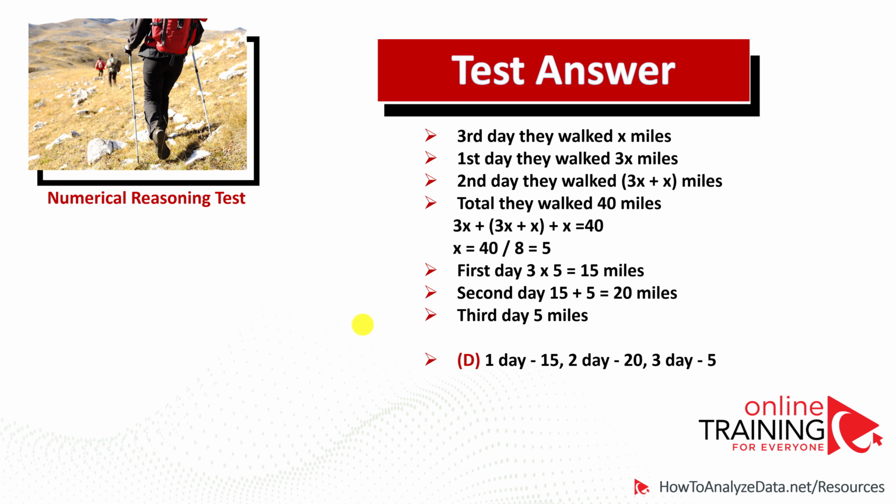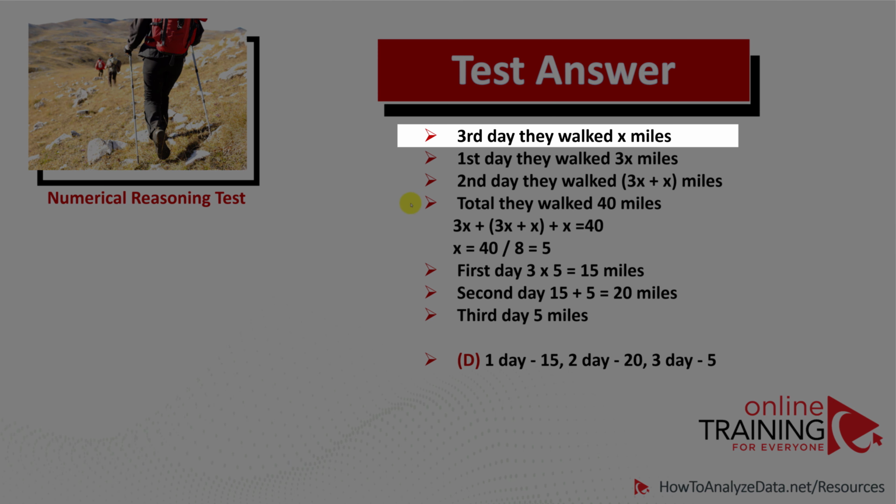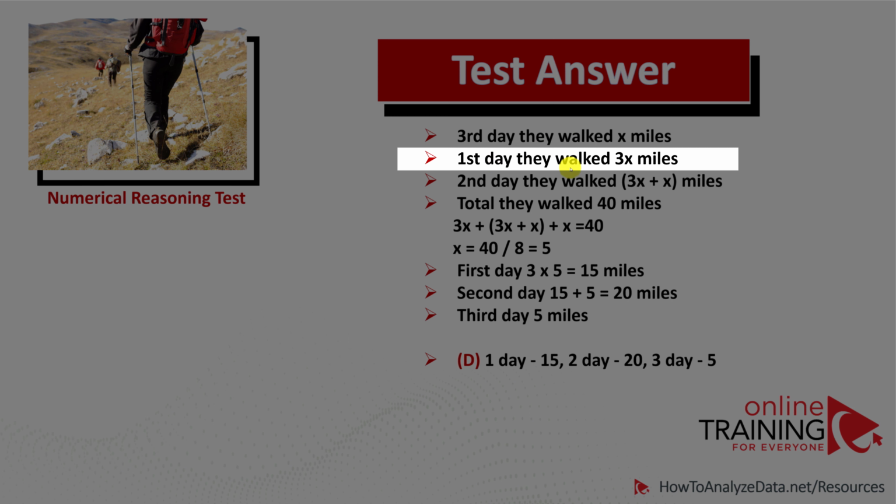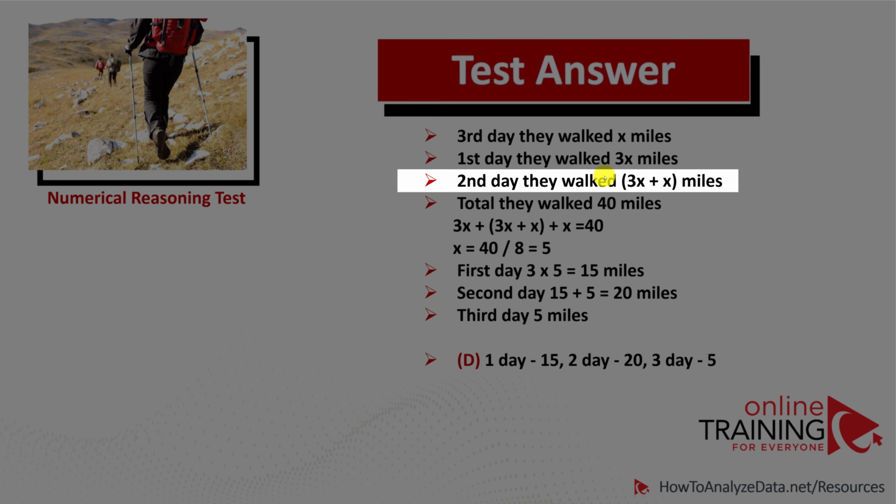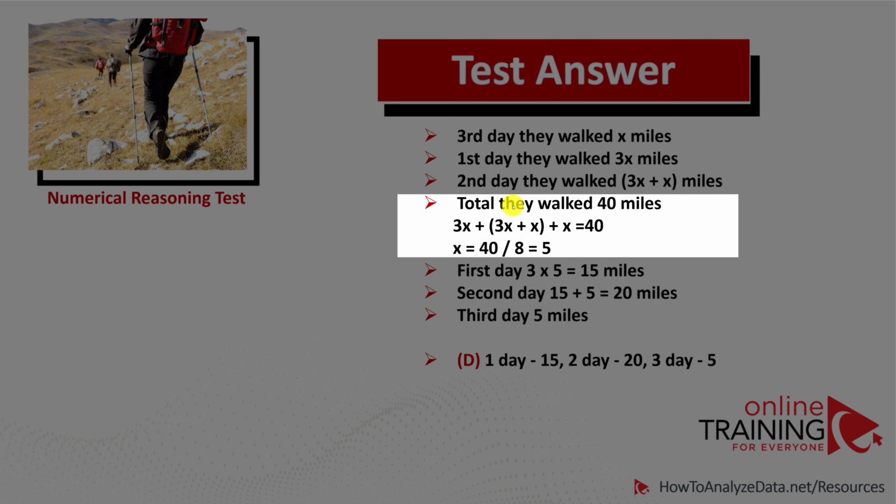If you want to solve this problem using the formula, you will see that on the third day they walked x miles, and on the first day they walked 3 times x miles. Then on the second day they walked 3 times x plus x miles, and in total they walked 40 miles. Because in total they walked 40 miles, the formula will be 3x plus 3x plus x plus x equals 40.